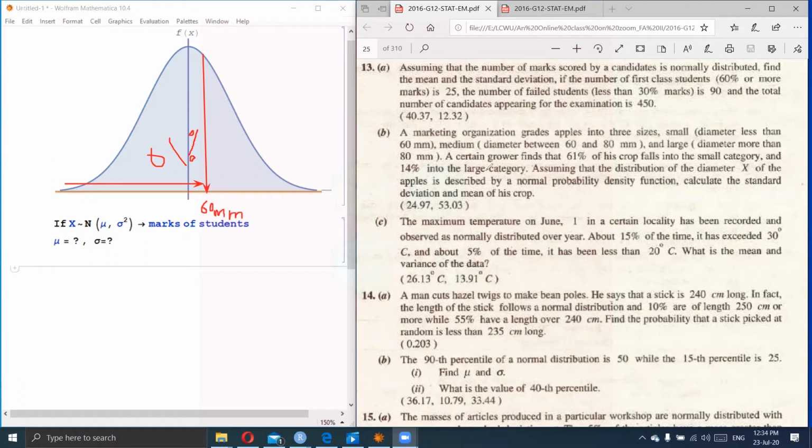Now, one more condition is given, 14% in the large category. So the large category must be on the right tail, at the edge of the right tail. So we plot 14%, almost 14% must be here, and this point is 80, because the large category must have a diameter of 80 mm or more. So 80 mm is the diameter of those apples which are categorized as large.